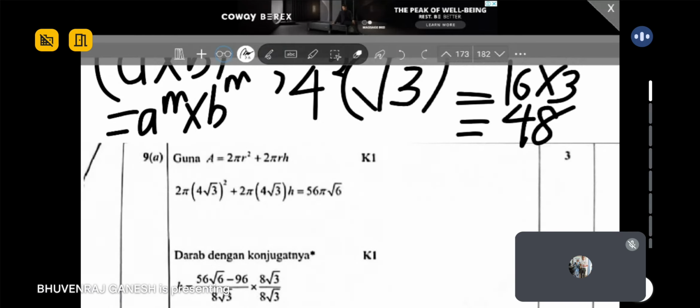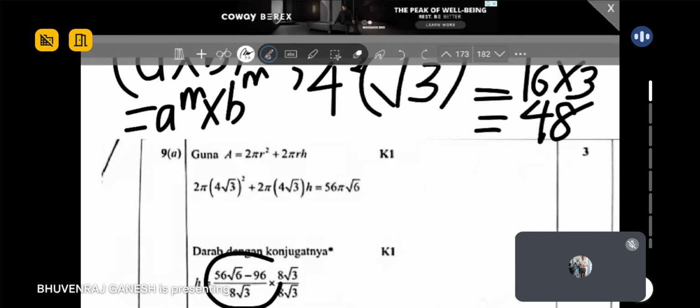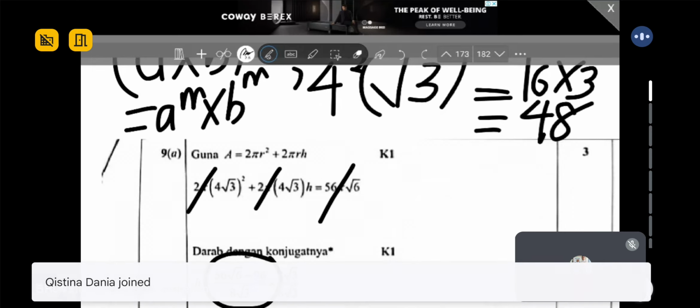Okay, so when you rearrange, you will get this answer. Okay, after you arrange everything, pi you can cut, guys. Because you see pi in all the terms. So you just cut off the pi.